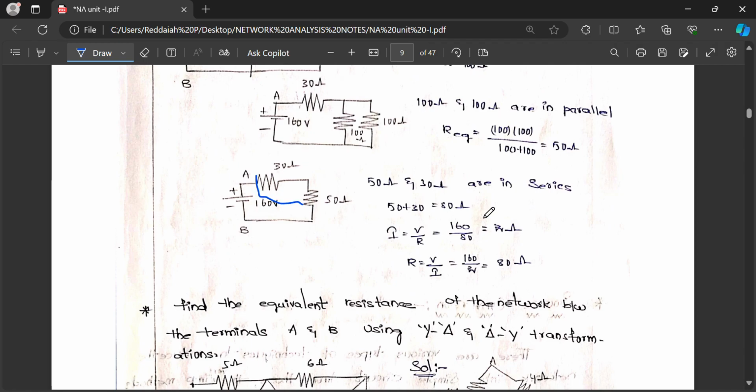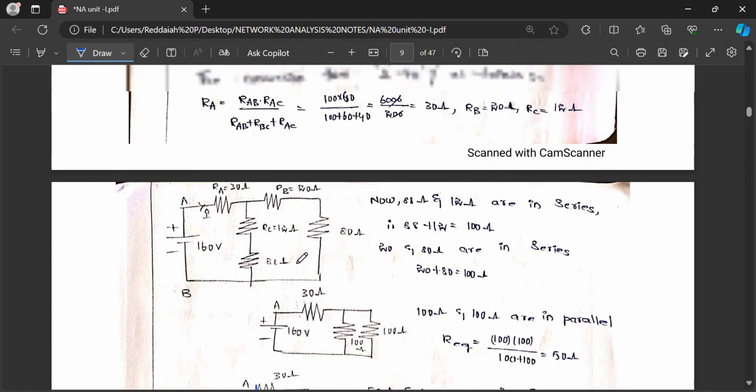R is 80 ohm, and I equals V by R. V is given as 160, so I equals 160 by 80. Also R equals V by I, 80 ohm. You will get the same answer. This is 2 amps. 2 amps is the answer.